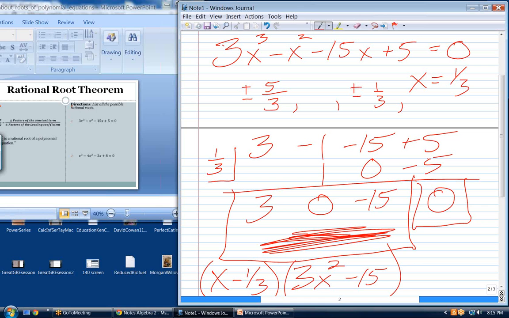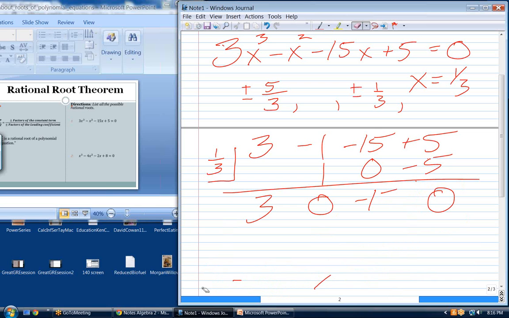In other words, if somebody told you right off the get-go that x equals 1/3 is one solution, the way you would get the rest of it is to divide that polynomial by x minus 1/3. And you would get 3x squared minus 15 as a result. And so those are your factors. And then if this can be further factored, do it. If it can't be, then it's called an irreducible quadratic, and that would be your final answer.